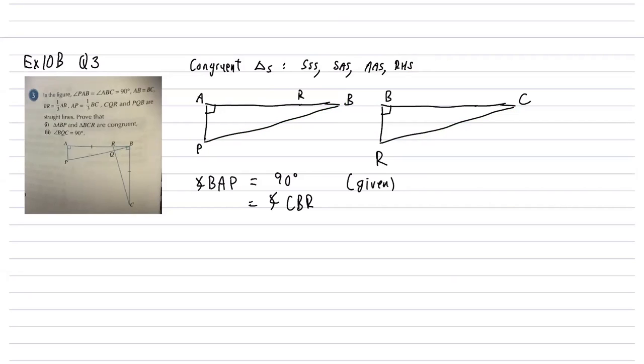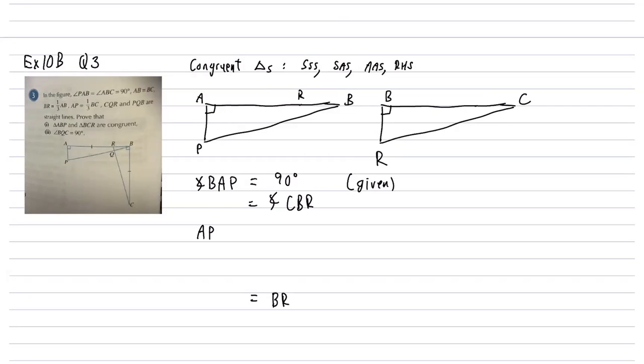Now, what did they give us? They told us that BR is 1/3 of AB. BR is 1/3 of AB. What else? We also know that AP is 1/3 of BC, right? And then BC and AB must be equal because that was also given. So all we need to do is show that AP eventually equals BR.